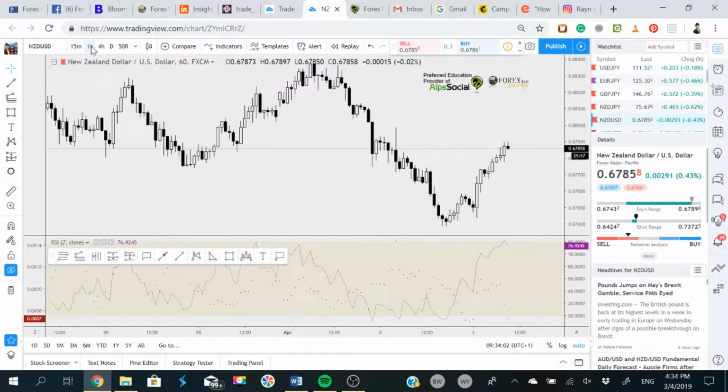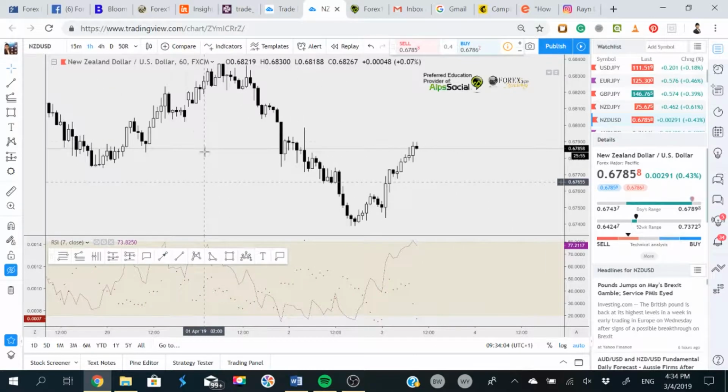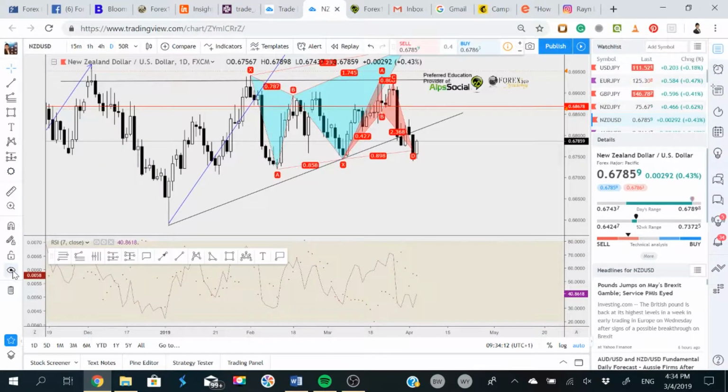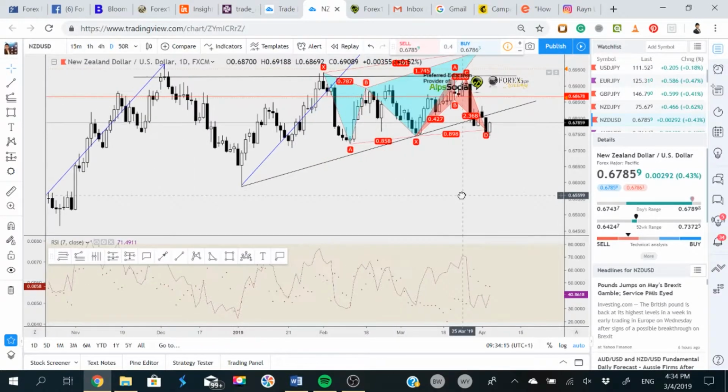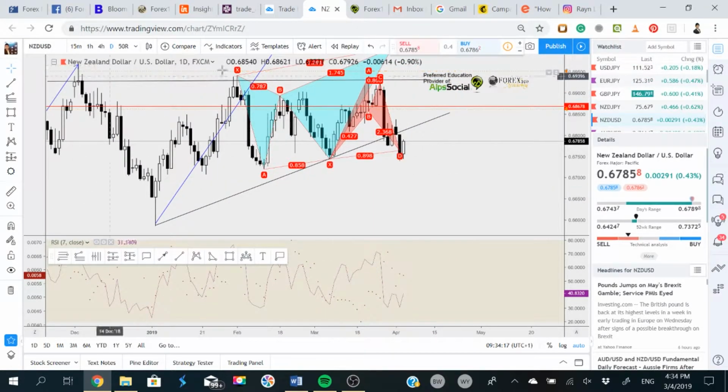Head down to the 1-hour chart. This is what I have. The market is back to the previous resistance area. So head down to the daily chart. I'll share with you my analysis on the daily chart. There is this ascending triangle. I am pretty much bullish on a higher time frame on the daily chart.